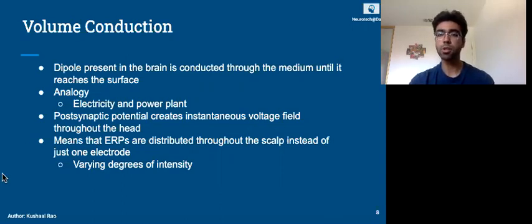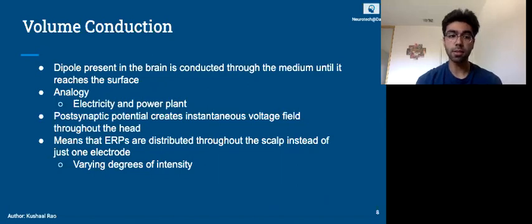And these electrodes, which are on different parts of your head, pick up the same signals, but they pick them up to varying degrees of intensity. So for example, if a signal is generated at the front of my head in the frontal lobes, obviously the electrodes at the frontal part of my scalp will pick up those signals at a higher degree of intensity than the electrodes on the back of my head. It's a fairly intuitive concept, but it has large implications and it's easy to forget when you're actually analyzing data. So keep that in mind.